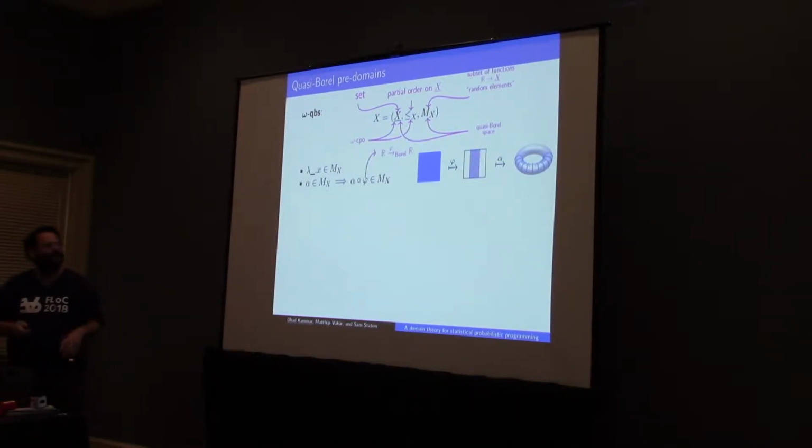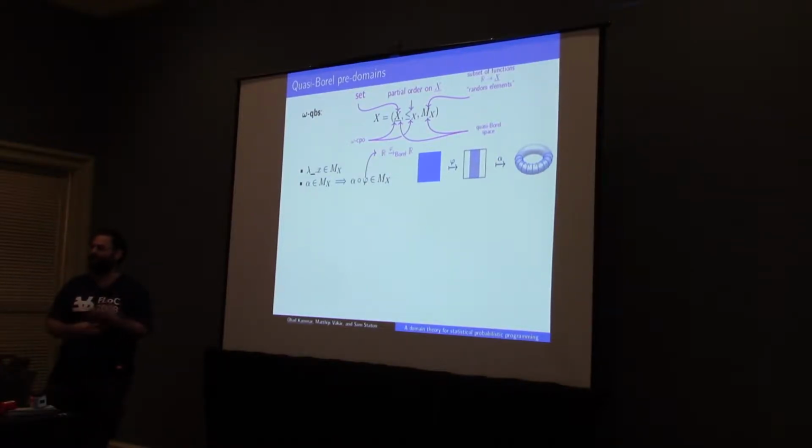The second axiom: if I have a random element that goes from the reals into my space, and I do some measurable rearrangement, precomposing it with a measurable function phi, then I also get a random element. So I can always rearrange the probability in a measurable way. And that also holds for Borel measurable functions.